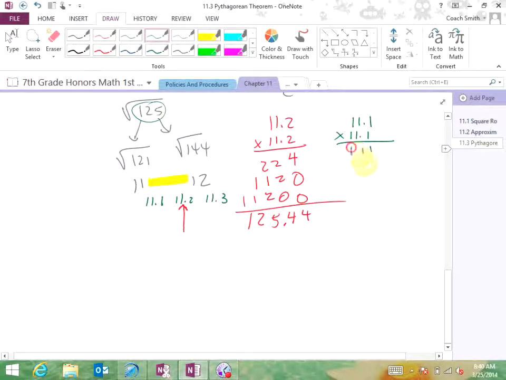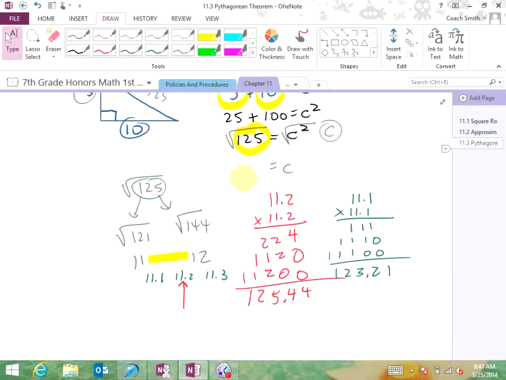So as we check this one, it's easy to check because of all the ones. That gives me 1, 2, 3, 2, 1. So 123. So which is closer, obviously, to 125? 125.44 or 123? Yeah. So obviously, then, the answer to our problem is 11.2.